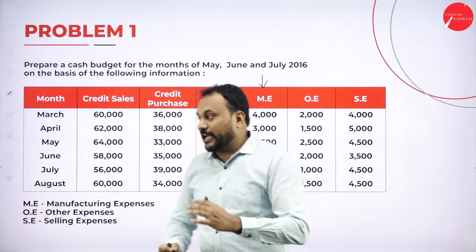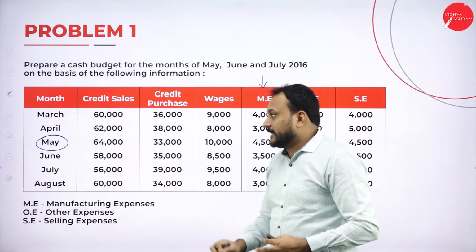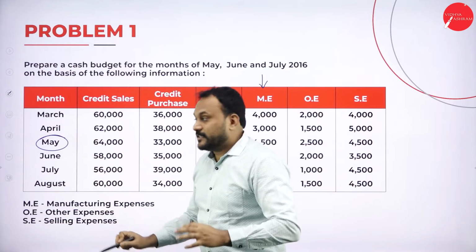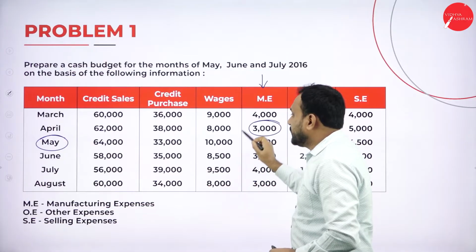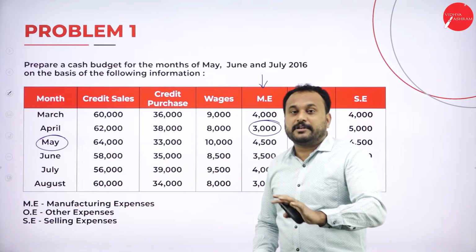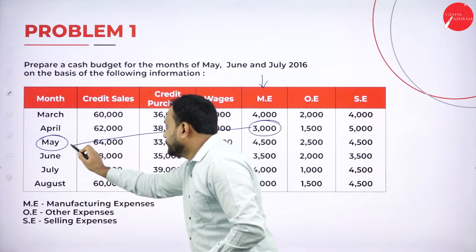I'm preparing for May. Now the May amount will be what? That means the April amount will be the May amount. See, April, how much is it? The manufacturing is 3,000 rupees. When am I paying the manufacturing? There is a lag in payment of 1 month. So this 3,000 I'll actually pay in the month of May.